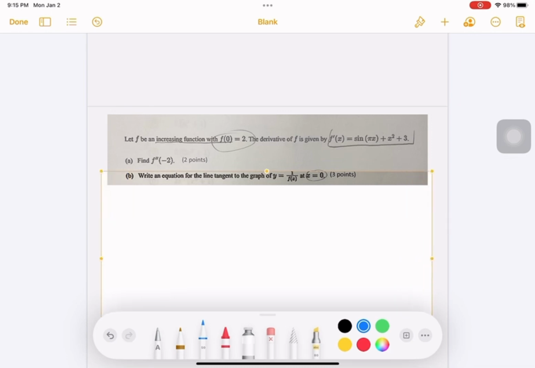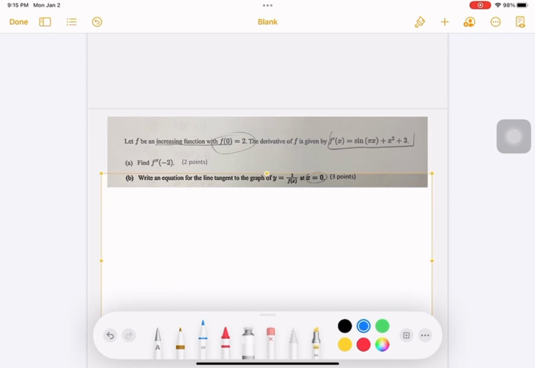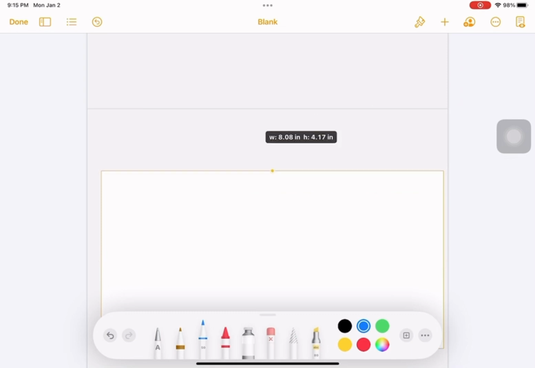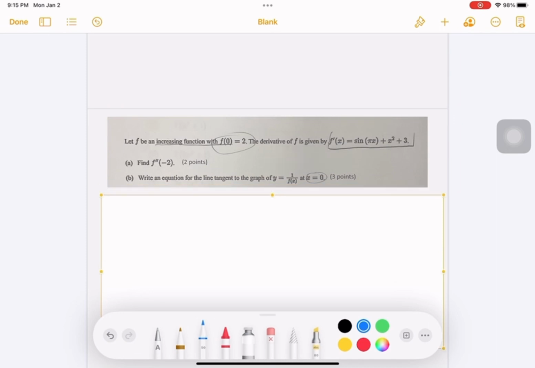This one is saying, so I got letter B wrong for part 2. Write an equation for the line tangent to the graph of y equals 1 over f of x at x equals 0. Okay, so for these we need to find the value of y prime at x equals 0 and the actual value of y at 0. So that is given to us.